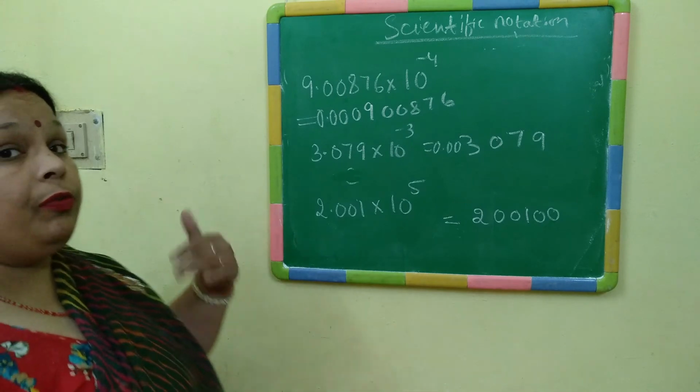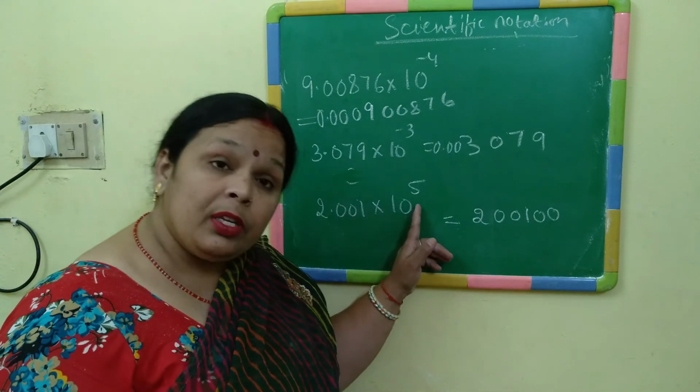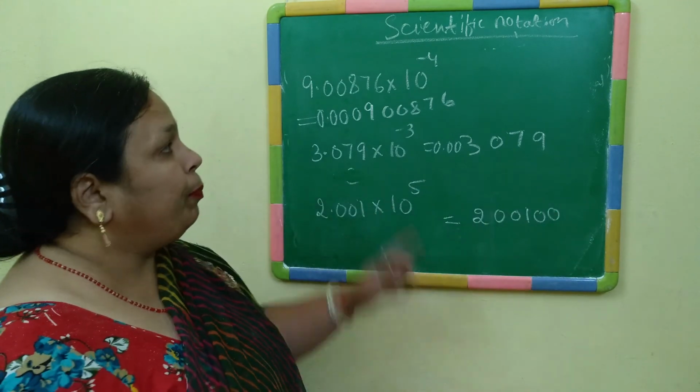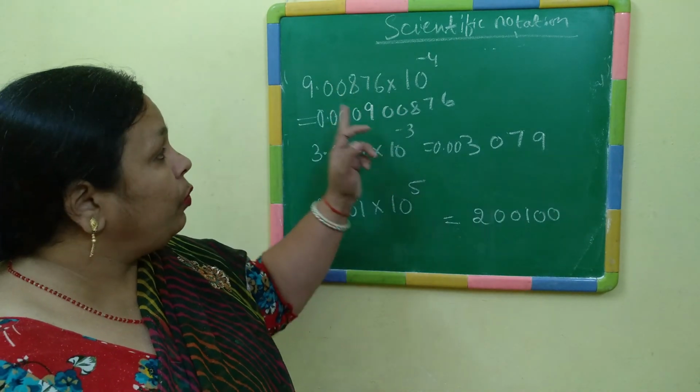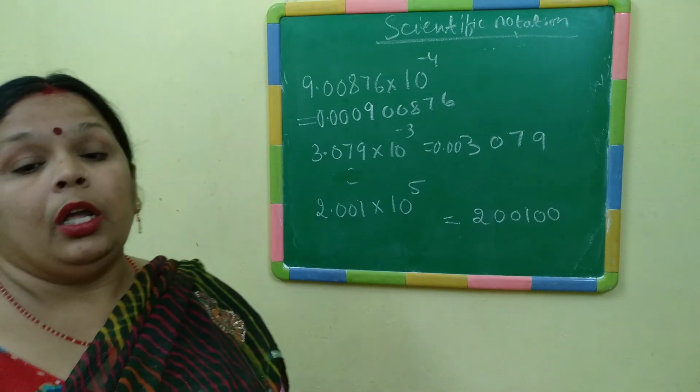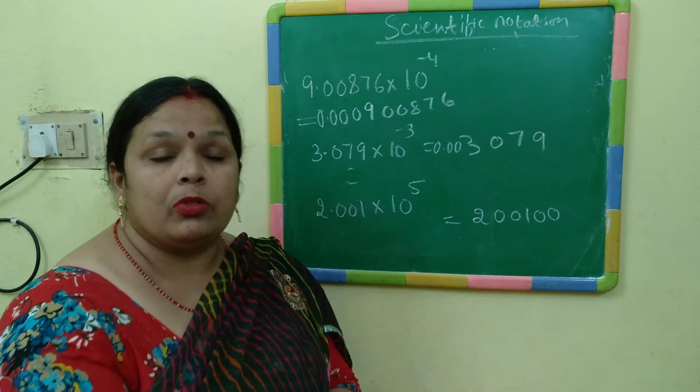Now in short, if we recap: if the power is positive, you will move the decimal towards the right. If the power is negative, you will move towards the left. So with this, I hope scientific notation is also clear.